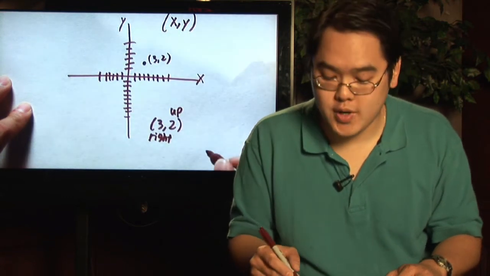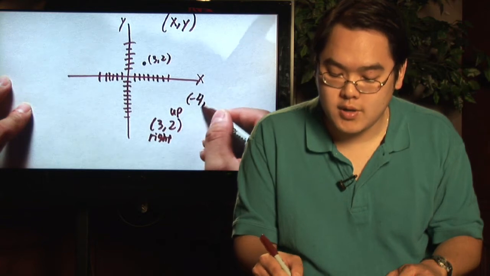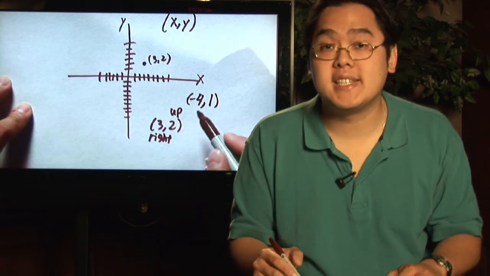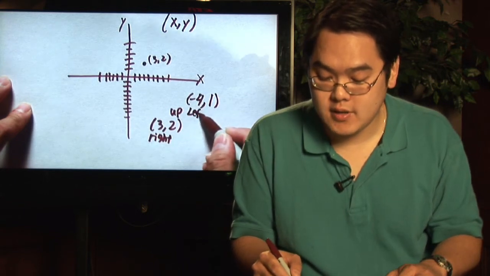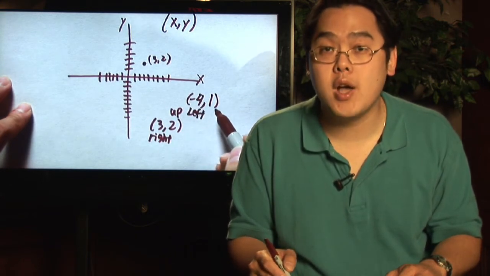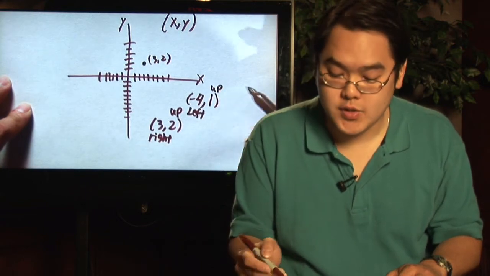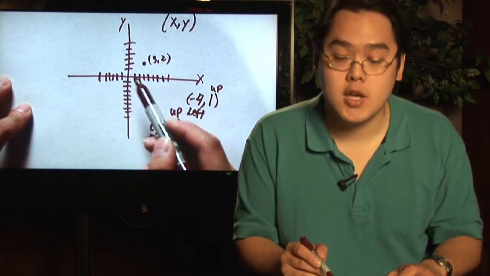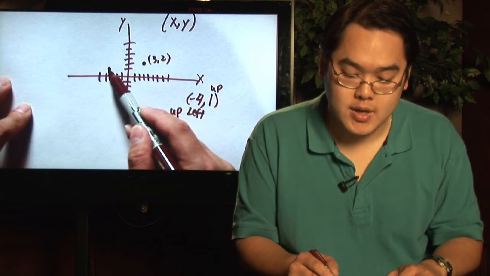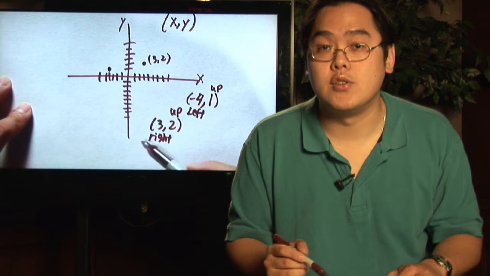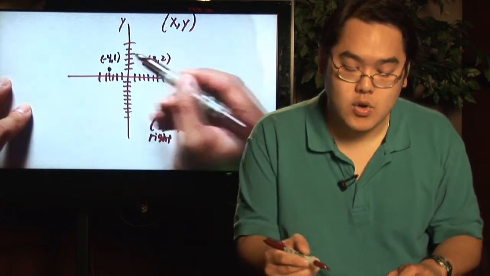Now, let's suppose you want to graph, let's just say, negative 4, 1. Now, because the x-coordinate is negative, that means you have to go left 4. Now, the 1, because it's still positive, you go up 1. So that means, again, starting from the center, 1, 2, 3, 4 to the left, and then up 1. And then once you get to your y-coordinate, then you can label, and you have negative 4, 1.